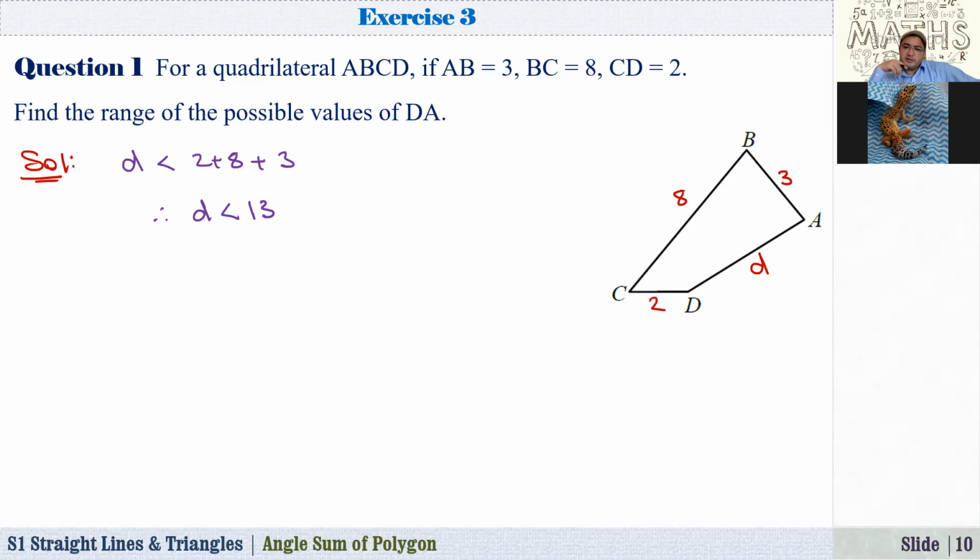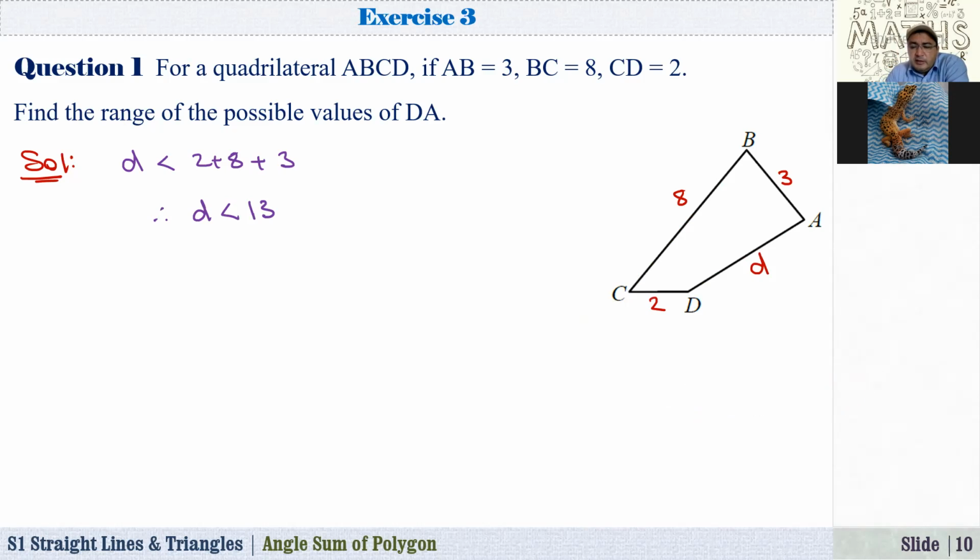It cannot be equal to 13 or greater than 13. Otherwise, if it's 13, we cannot construct a quadrilateral. It should be less than 13. Why is it so? Because when you construct one side, another side, and the third side, the fourth side must be less than the sum of those. Otherwise, if it is greater, it will be too long and we cannot form a convex quadrilateral. Anyway, now we found a possible value of D: the maximum, it should be less than 13.